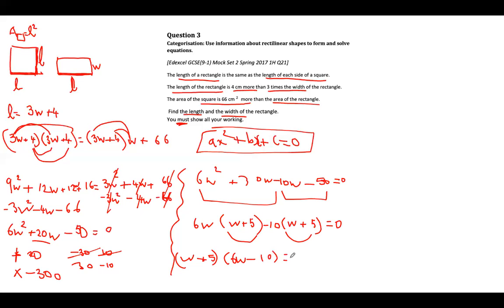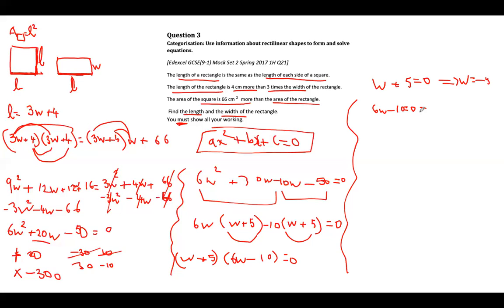And this equals 0. Now for these two brackets multiplied together to become 0, we have two solutions. So it's going to be w plus 5 equals 0, and the next one is going to be 6w minus 10 equals 0. Now, if w plus 5 equals 0, then w is going to be minus 5.